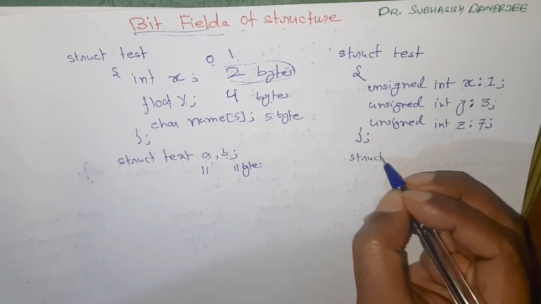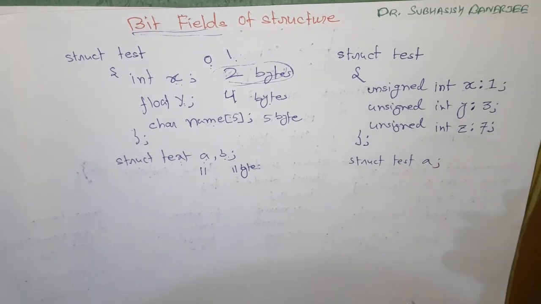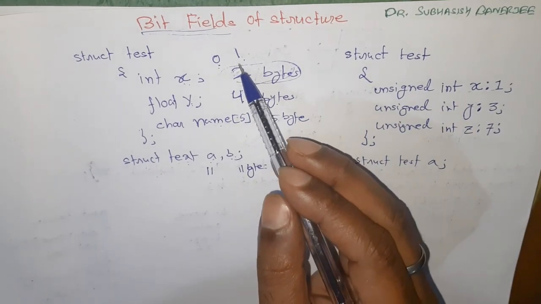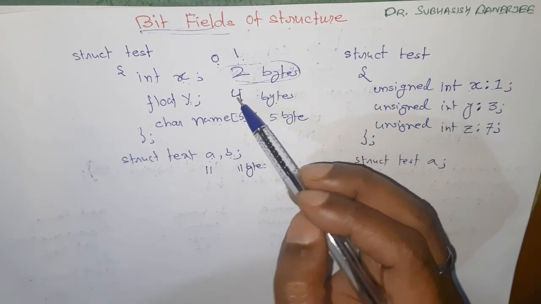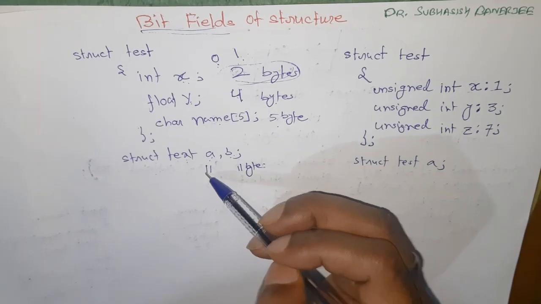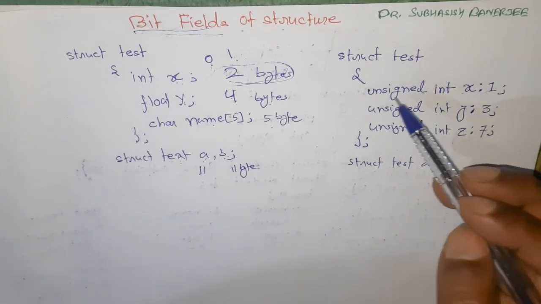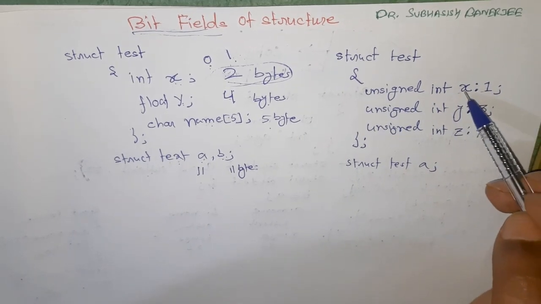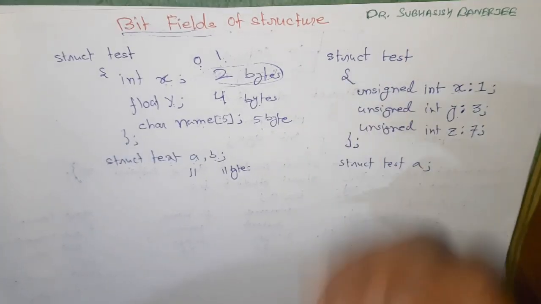So here we have seen that for every variable, if you define the variables like suppose struct test a, suppose we have defined a variable a, so for a how many bytes are going to be occupied? Here we might notice that if we declare like this, so it is going to occupy 2, 4 plus 5 total 11 bytes. But if I do not declare the unsigned as well as do not define the bit field, then for x it will take 2 bytes, for y it will take 2 bytes, for z it will also take 2 bytes.